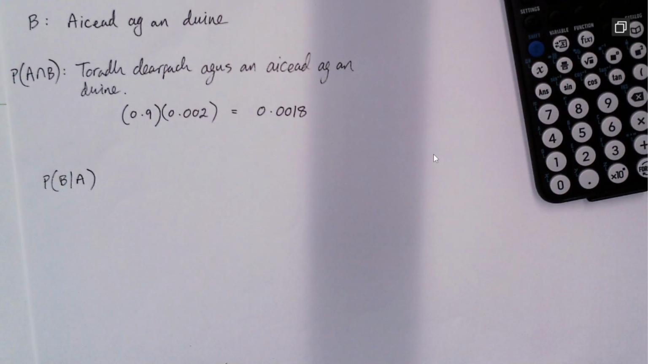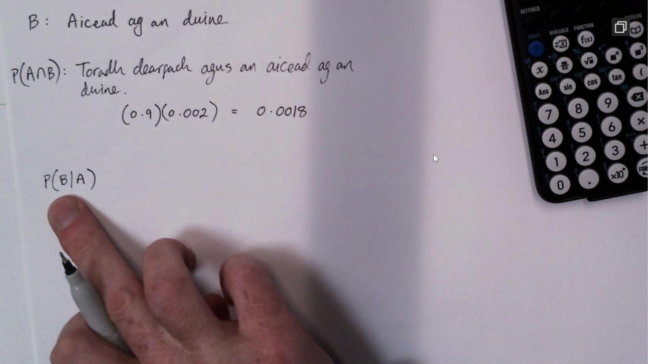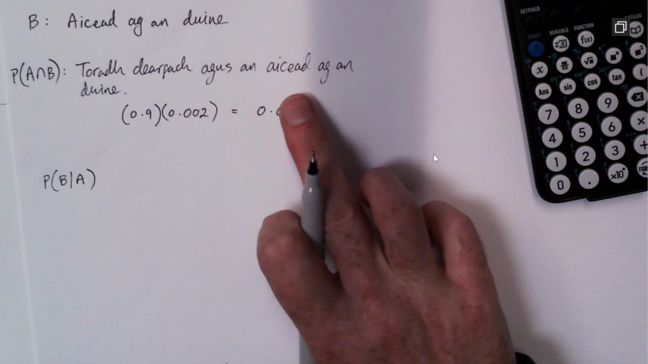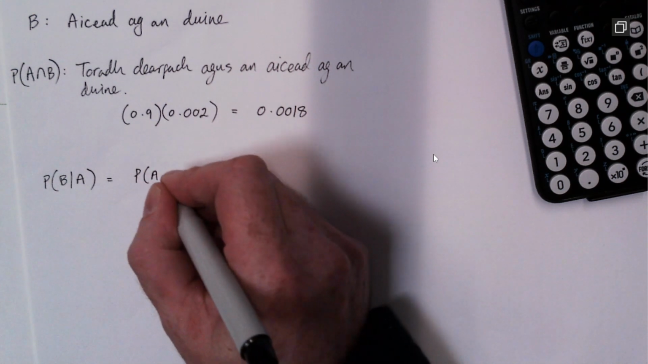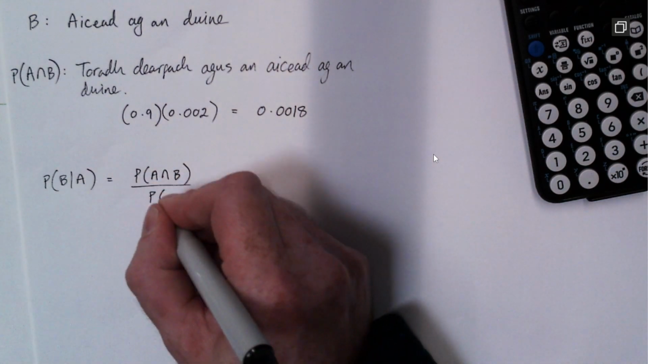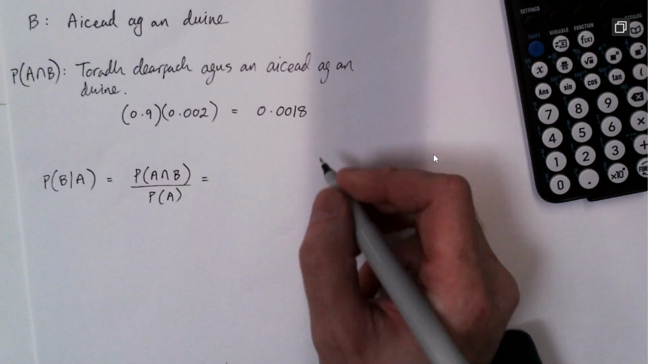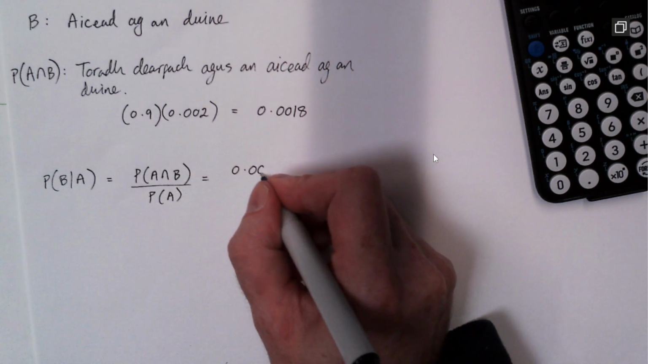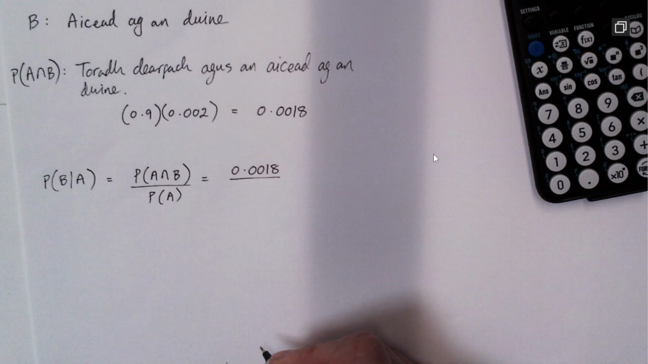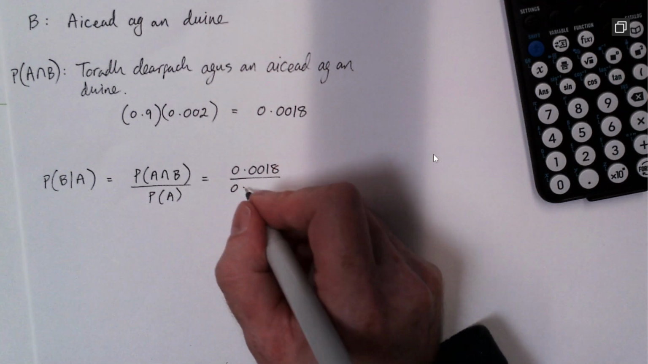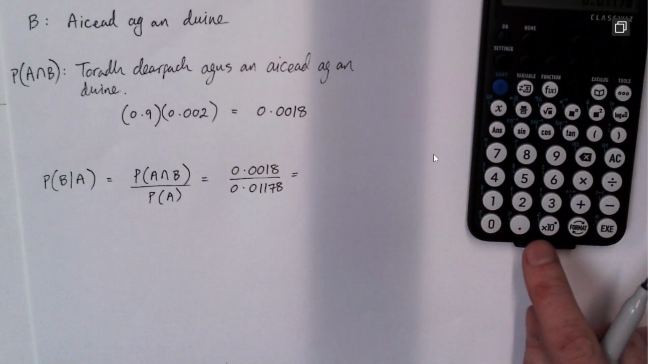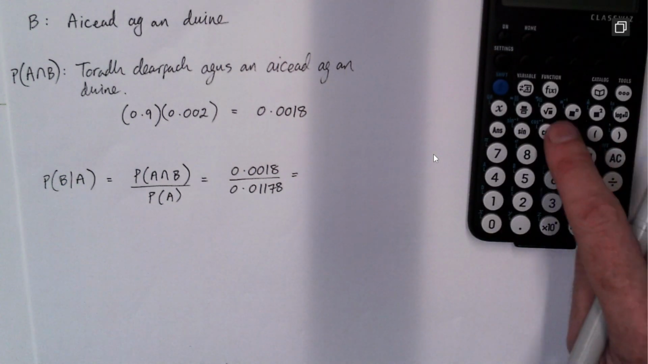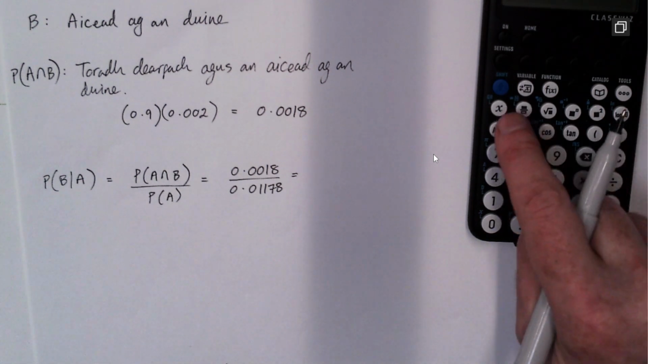So the probability of B given that A has occurred is the probability of A intersection B divided by the probability of A. So that is 0.0018 divided by the previous answer, 0.01178.